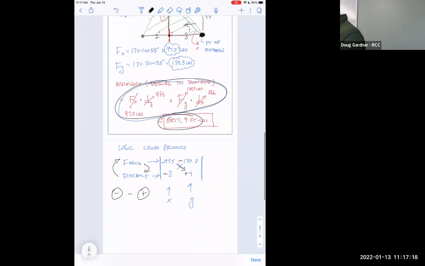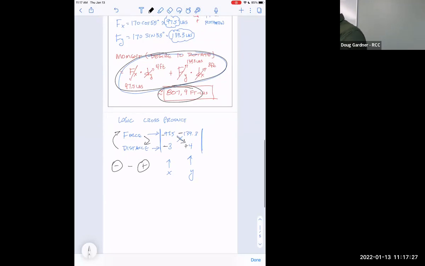And so this is how this was invented, somebody saying, how am I going to do this so that I can do it in 3D and still survive this? Because I'm not going to be able to draw pictures. Let me see if this fixes it, because on your note sheet, it actually shows this is reversed. In other words, the distance goes on top and the force goes on the bottom. And so -3, +4, -97.5, and -139.3. Does that fix it?